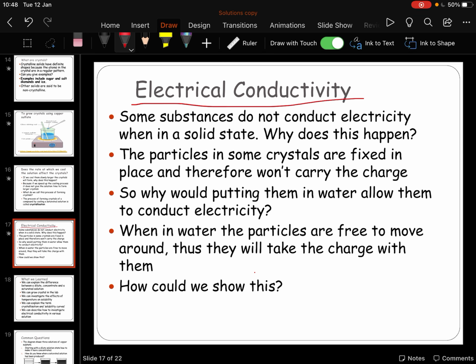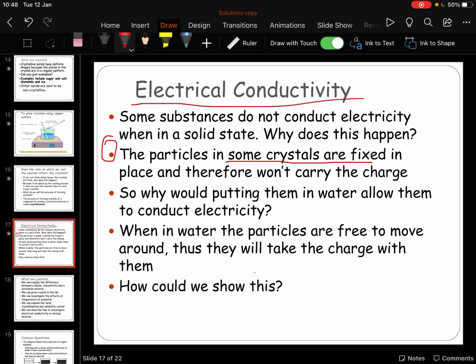So some substances do not conduct electricity when in a solid state. Why does this happen? So this was kind of an exam question. I think it came up as part of an electricity question, actually. So see, all the sciences interlink. Electricity is physics, but this kind of came up. And here's why.